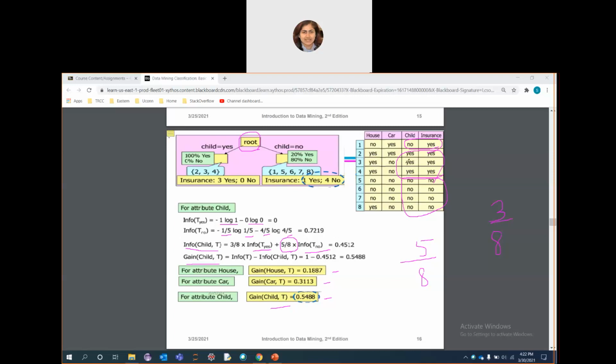100% yes, 0% no. True, right? For 2, 3, 4 instance. Then for no, that is 1, 5, 6, 7, 8. Out of that, how many are yes? Only 1, and all the rest of them are no. So 80% no and 20% yes. So we have something that we don't want.